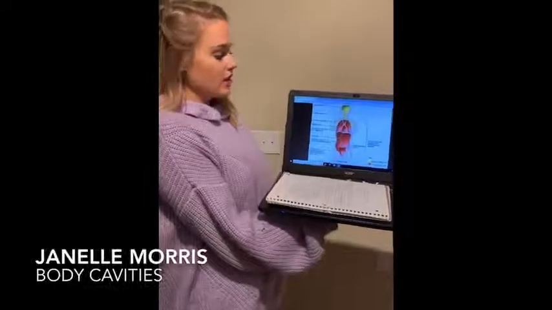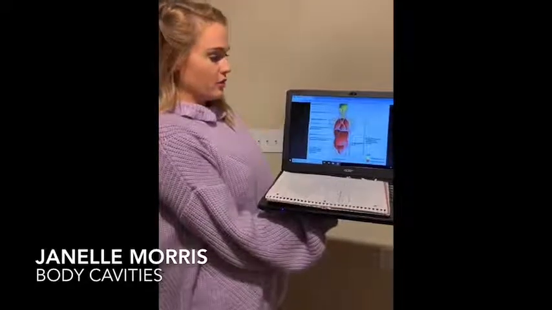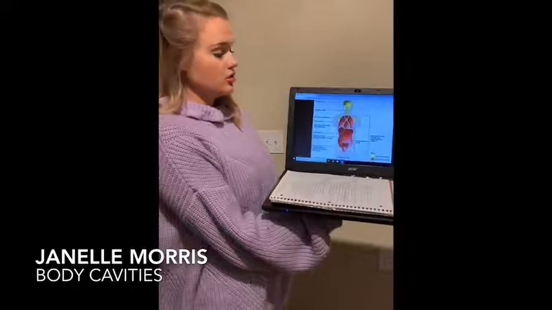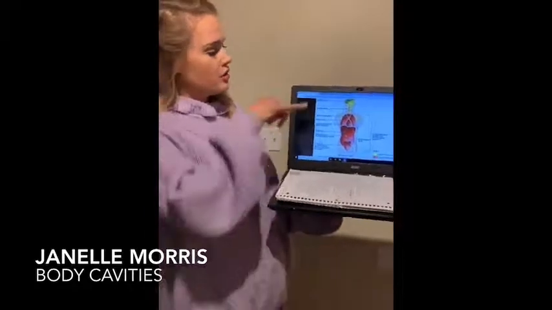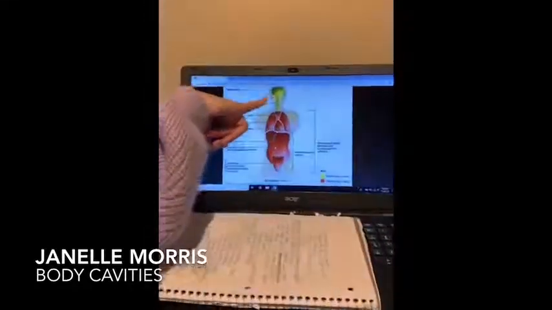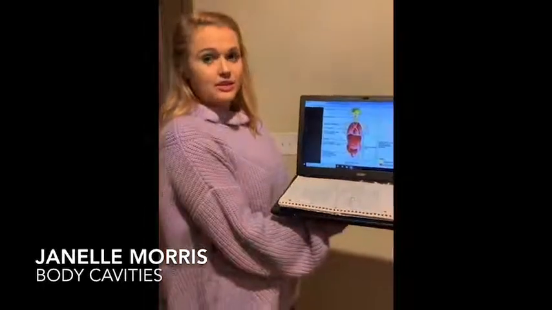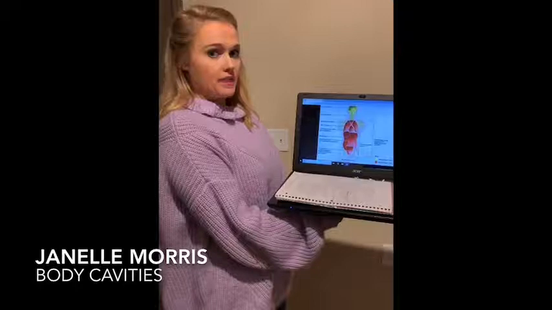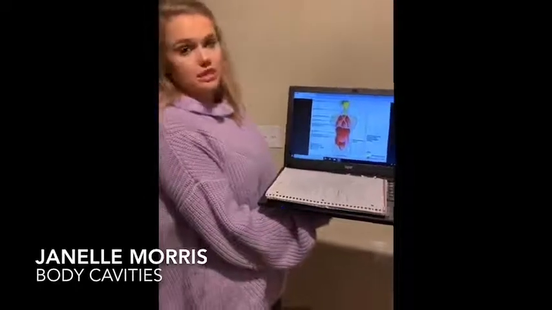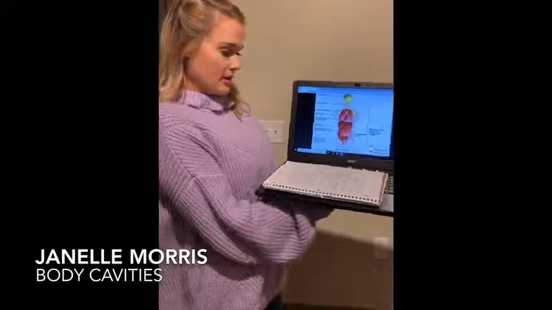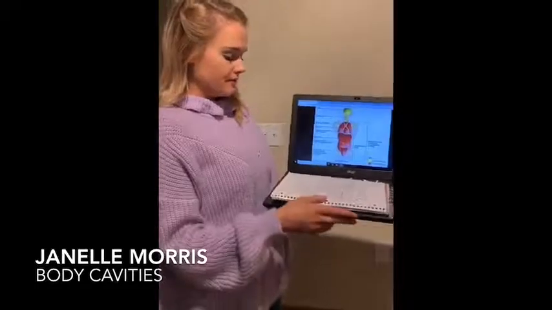Body cavities are the spaces inside the body that are filled with organs. The first body cavity I'm going to be talking about is the dorsal body cavity. You can see the dorsal body cavity on this image in yellow. The dorsal body cavity contains the cranial cavity, which is the brain, and the vertebral cavity, which is the spinal cord. The next cavity I'm going to be talking about is the ventral body cavity.